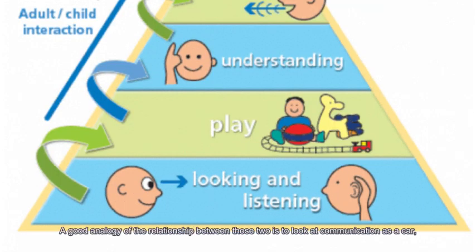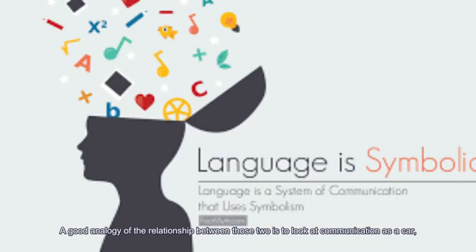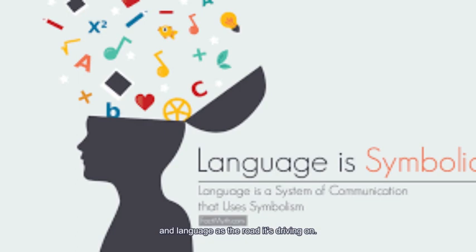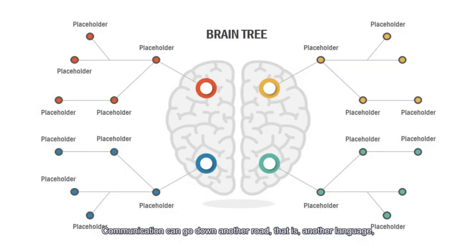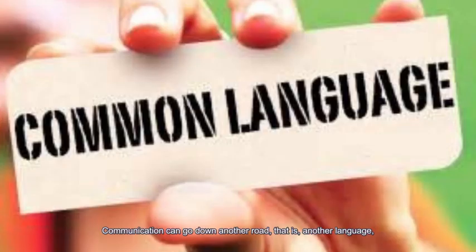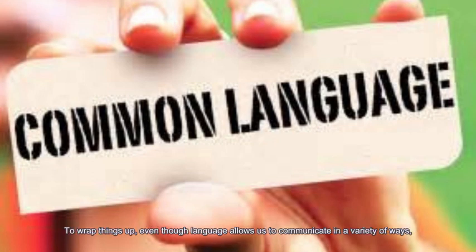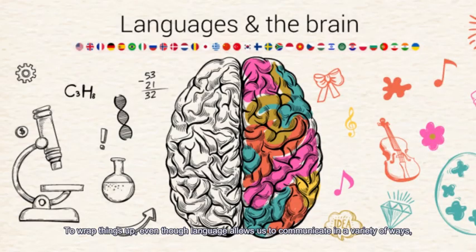A good analogy of the relationship between those two is to look at communication as a car, and language as a road it's driving on. Communication can go down another road, that is another language, or even go off-roading, which is not using language to communicate at all. To wrap things up, even though language allows us to communicate in a variety of ways, it is merely one set of tools in this large communication scheme.